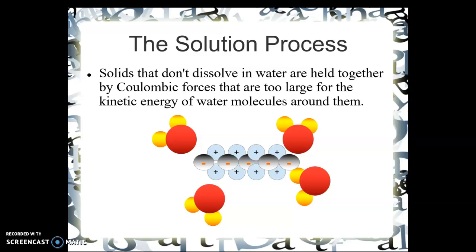If you've got a solid that doesn't dissolve in water, those Coulombic forces between the anions and cations are too strong for the kinetic energy of the water molecules around them to knock them apart. And so we have a situation like this, where there is attraction, but the crystal stays together because the lowest energy state is in fact in the crystal.